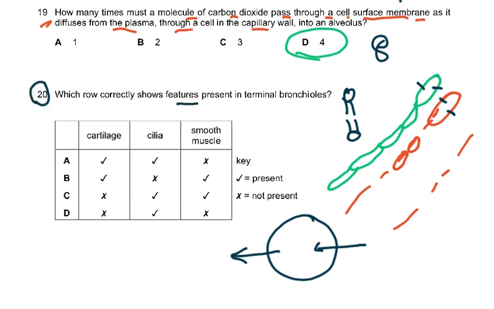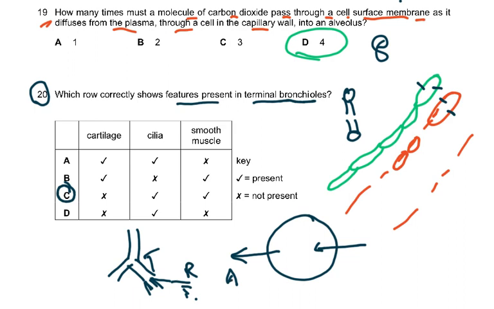Question number 20. Which row correctly features present in the terminal bronchioles? There will be no cartilage. So the answer is C. Bronchioles will have the cilia and the smooth muscle. So question number 20 is C because it says terminal bronchioles. You see, you've got the trachea, then the right and the left bronchus, and then the terminal bronchioles. Then the respiratory bronchioles. So first T, terminal, and then the alveolar duct, and then the alveoli. So terminal bronchiole, respiratory bronchiole, alveolar duct, and then alveoli.